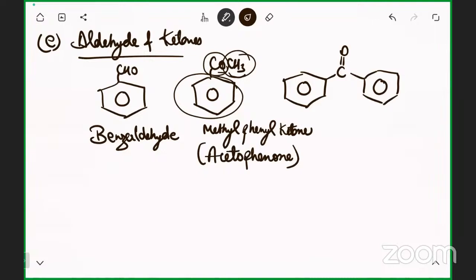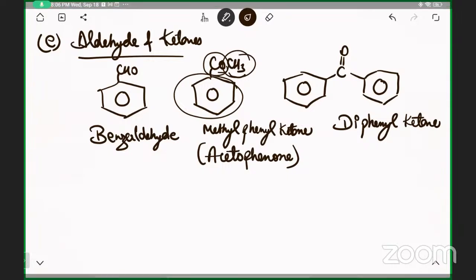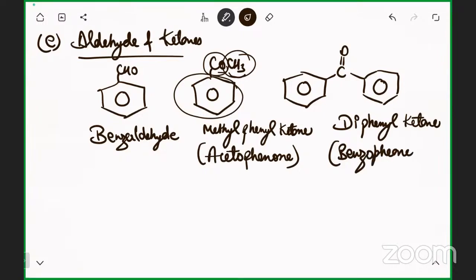Okay, last one. Two benzene rings: diphenyl ketone. Because both the carbons are the same, we will not give priority to anyone. So we've considered both as side chains, and CO we have mentioned at the last, that is ketone. Common name benzophenone. Clear?